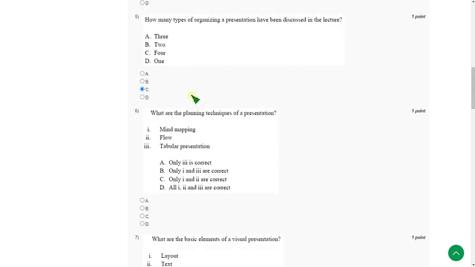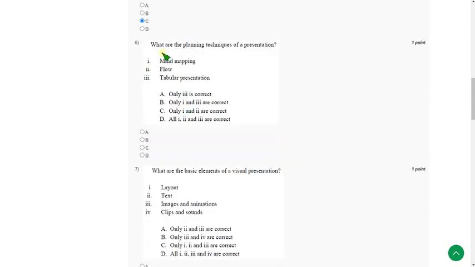Moving on to the 6th one. What are the planning techniques of a presentation? So in the lecture only 2 of these 3 answers were given, that is the first one is mind mapping, the other one is flow. There is no tabular presentation given. So the probable answer for the 6th question is 1 and 2. That means option C is correct again. So mark option C as the correct answer for the 6th question.